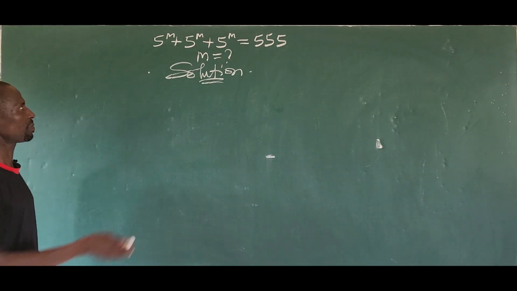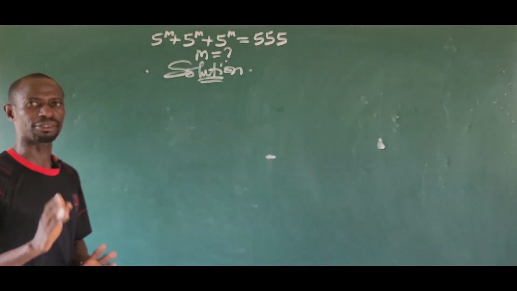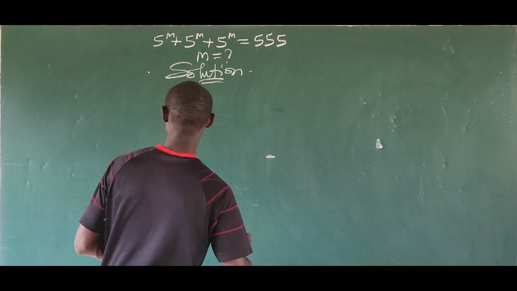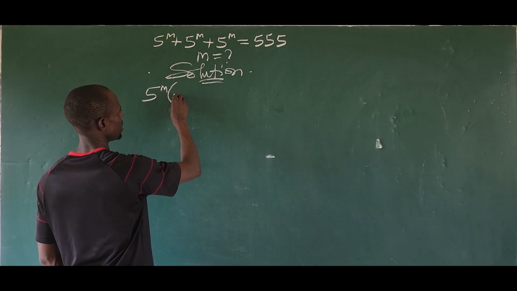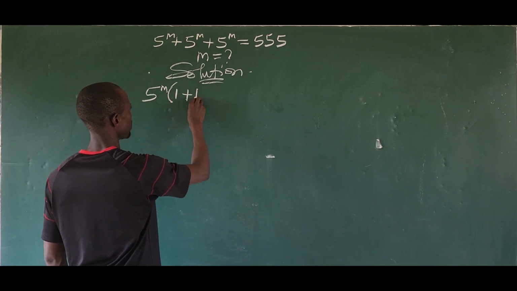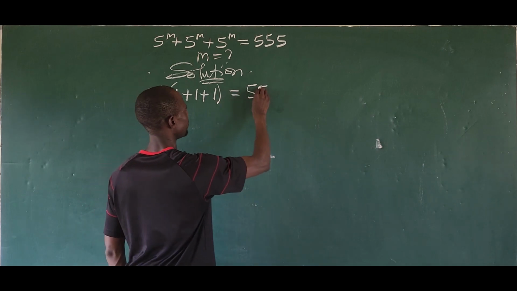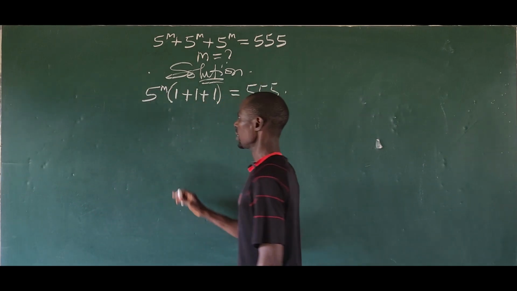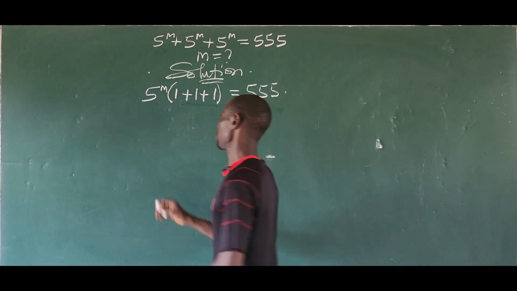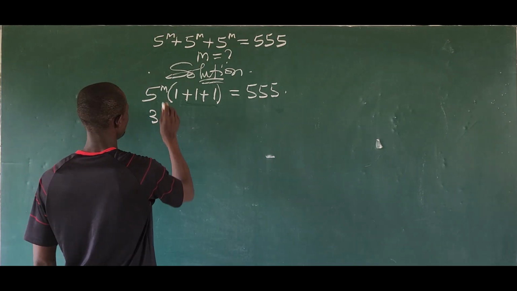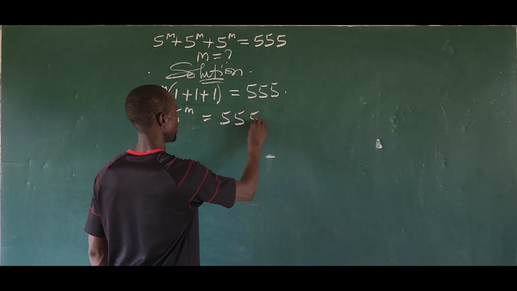The first thing we do here is, because we have 5 to the power of m and they are the same, we just factor out 5 to the power of m from the system. So this is going to give us 5 to the power of m. If we use this to divide, this is going to give us 1 plus, same thing here will give us 1 plus, same thing here will give us 1. Everything equal to 555. Easy. So if we add up everything here, that will give us 3. So we're going to have here 3 times our 5 to the power of m equal to 555.